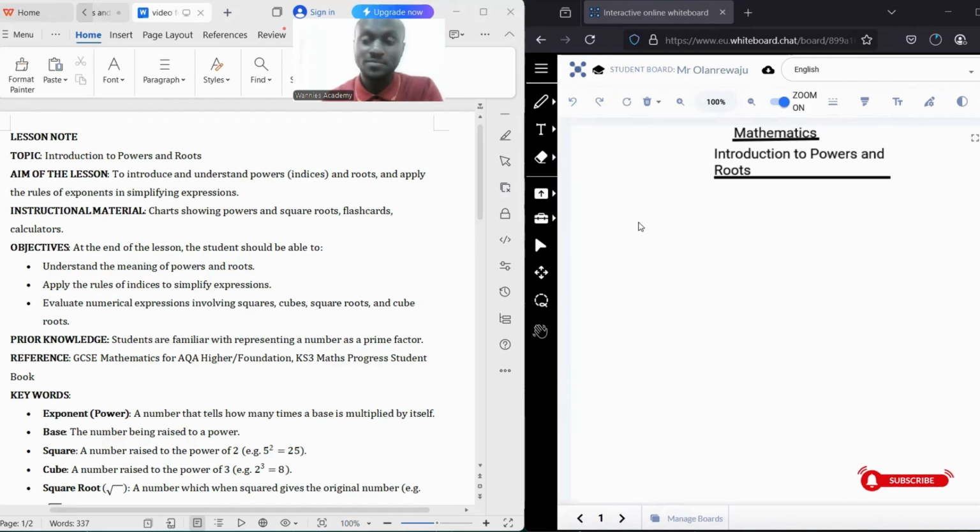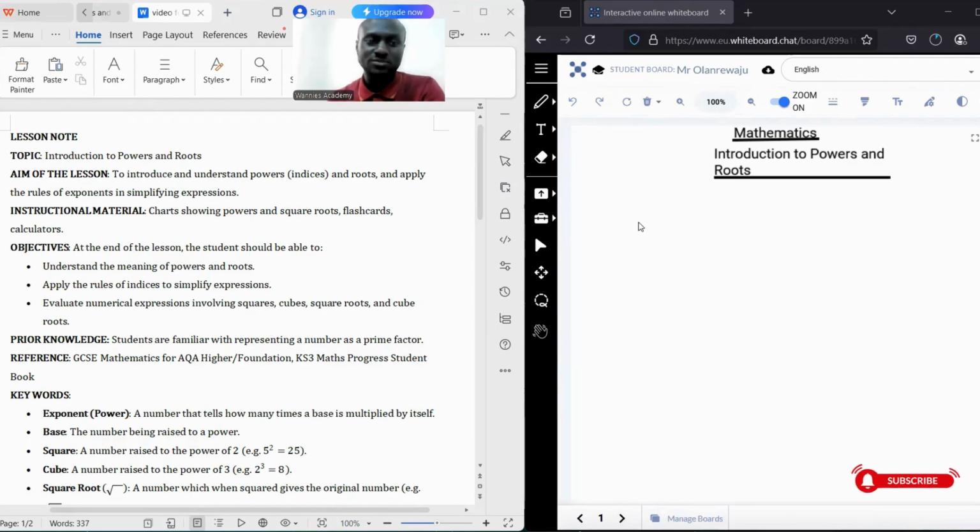Wanies Academy. Our topic today is Introduction to Powers and Roots. The aim of the lesson is to help you understand and introduce powers, that is indices, and roots, and apply these rules of exponents in simplifying expressions.